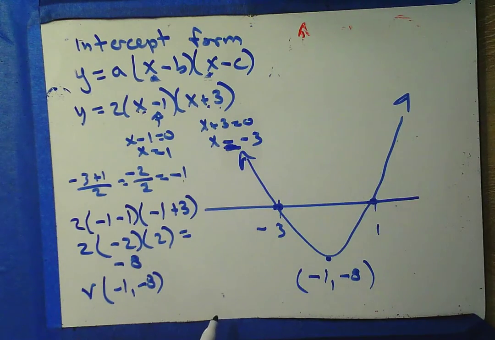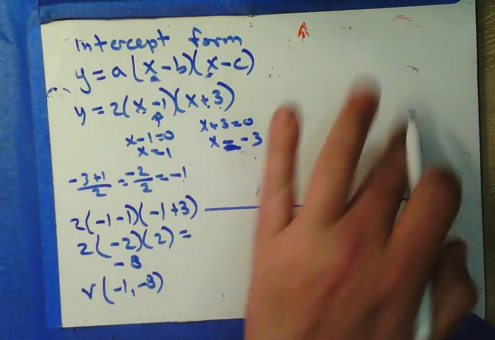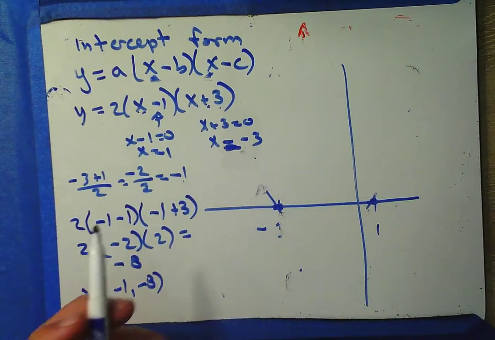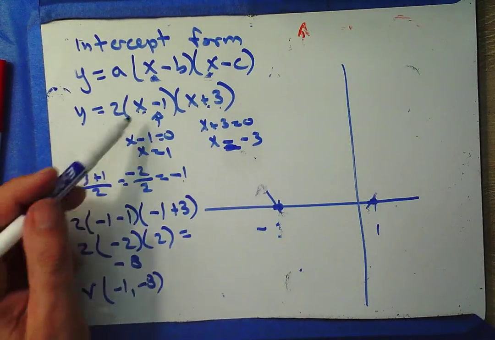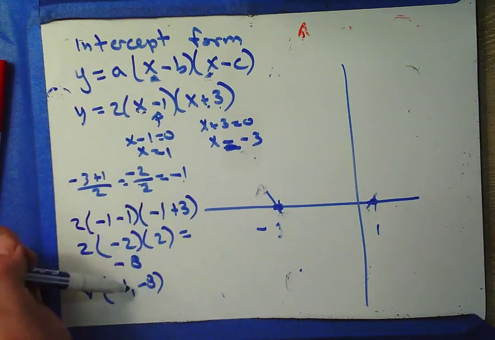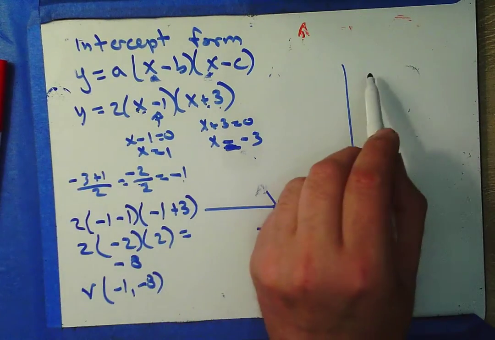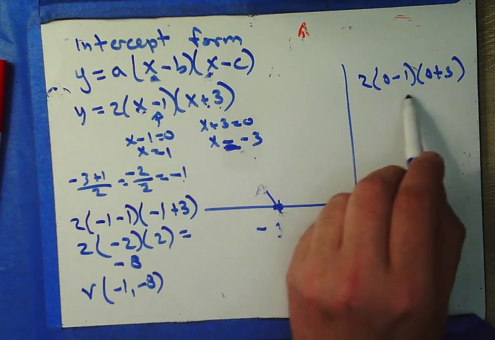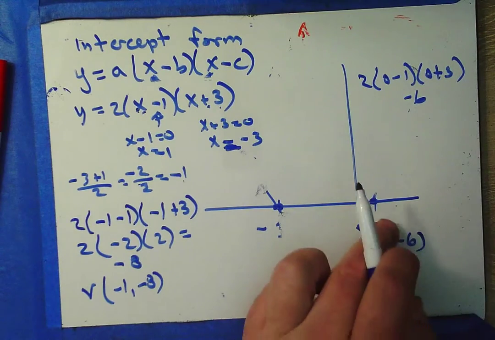But remember, I said even easier than plotting the vertex would be plotting the y-intercept. So where's my y-intercept? Well, to find a y-intercept, I plug a 0 in for x. Look, I said it was only easier, not easy, right? I'm going to have to plug a negative 1 in here to find the vertex. I'm going to have to plug a 0 in here to find the y-intercept. So what will that look like? 2 times (0 minus 1) times (0 plus 3), and I get negative 6. So (0, negative 6) is the y-intercept.